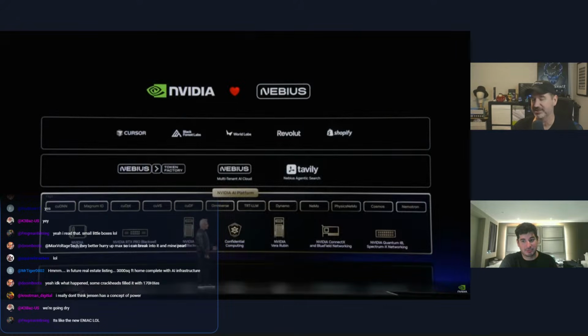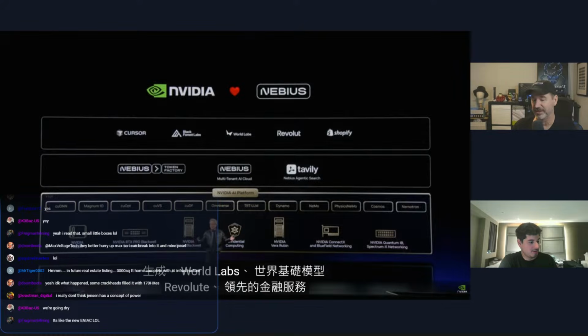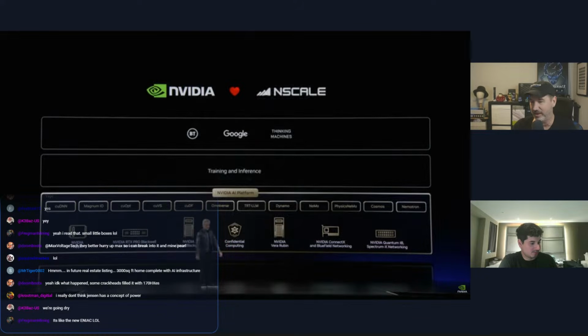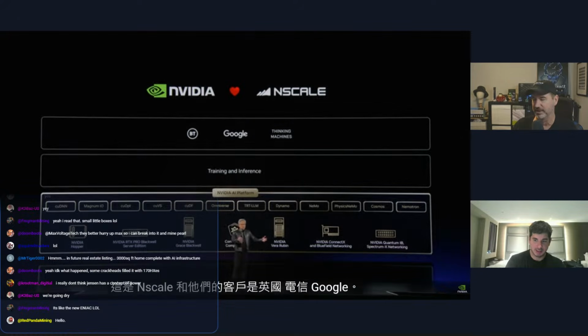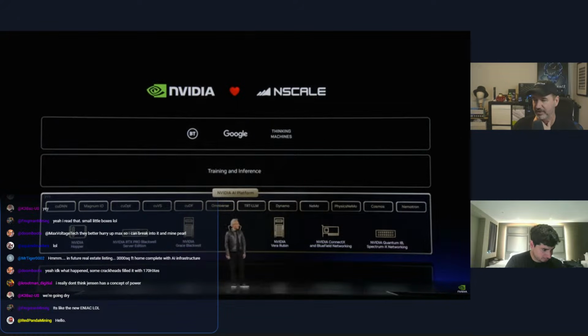This is going to continue, because the financial limiting factor is AI power. A lot of these Bitcoin mining farms have power. So all they have to do is modify their infrastructure, and they can bring this stuff online much quicker than building out a whole new data center that doesn't have power. Here's another one, Nscale, and their customers are Shopify, British Telecom, Google.